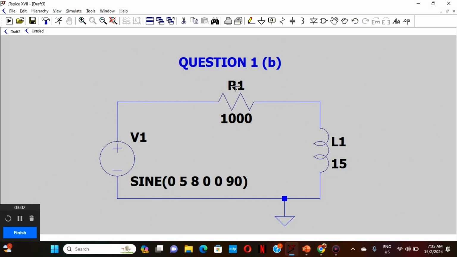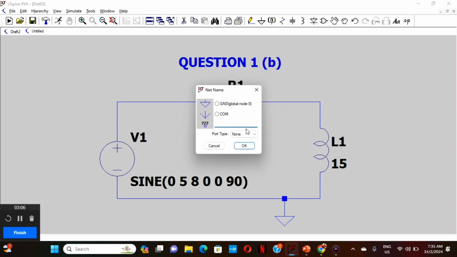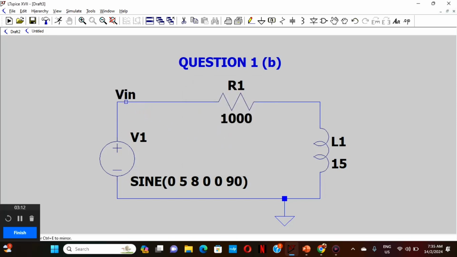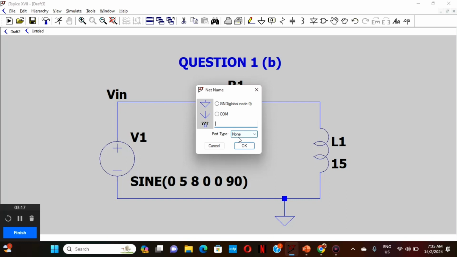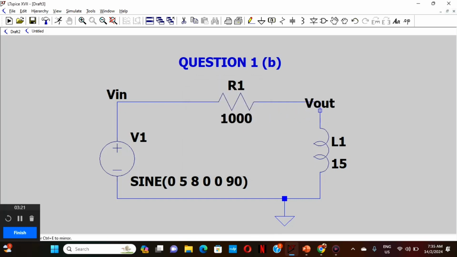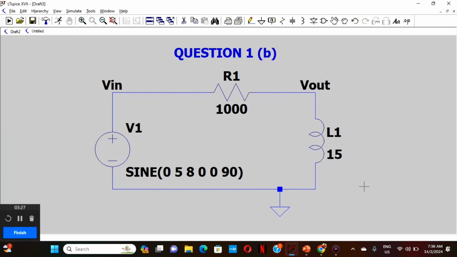Okay, once we have a complete circuit, we have to identify the V in and V out first. So I click right here for V in. And for V out, I put it right here. So we have the complete circuit.